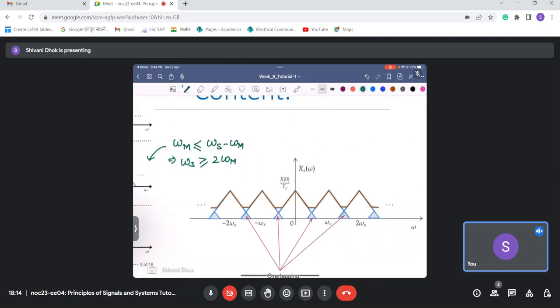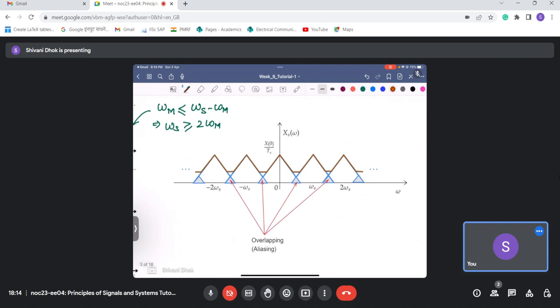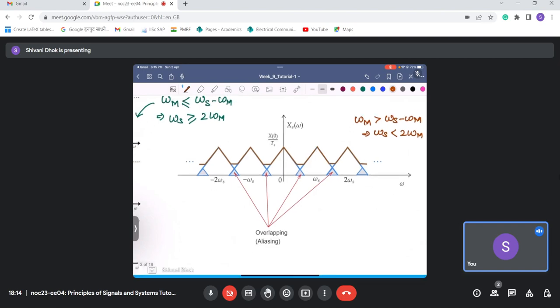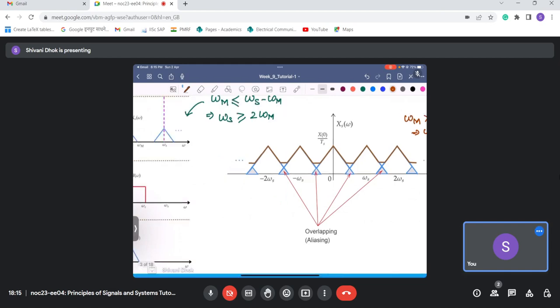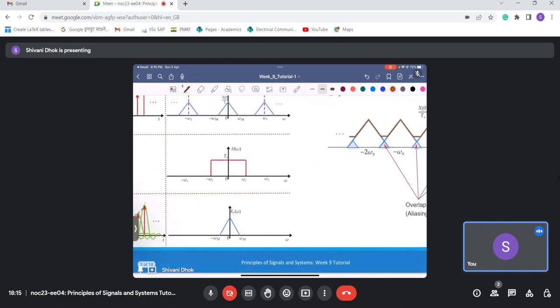But suppose we have the opposite condition, which is something like this. If omega m is greater than omega s minus omega m, which means the sampling frequency omega s is less than twice omega m, then I'll have an overlap between the adjacent replicas, and such a situation is known as aliasing. This overlapping is aliasing, and it distorts the signal completely. What is the result of this distortion, of these replicas overlapping? We can't reconstruct back the original signal.